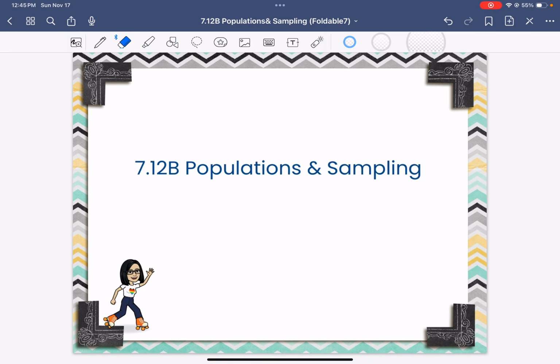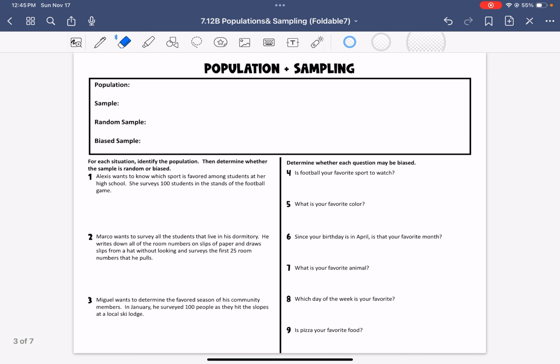Hey, welcome back. In this video, we're going to talk about populations and sampling. So we first want to define what population is, sample, random sample, and biased sample. So I'm going to give you all the definitions. I encourage you to definitely copy them down after I finish going over them.